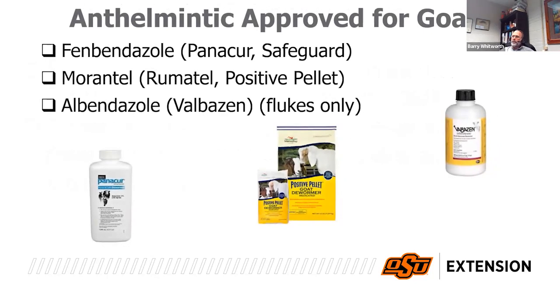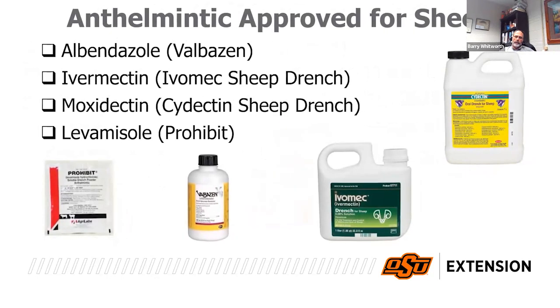Those that are approved for goats, you think about Safeguard, Positive Pellet, Valbazen. Valbazen technically is only approved for flukes. Those for sheep, you got Valbazen, Ivomec, and Cydectin Drench, and then you have Prohibit.